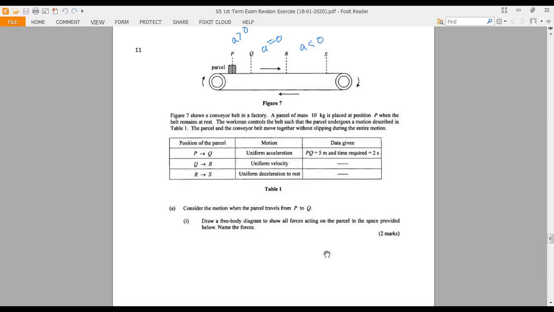So you draw a free-body diagram to show all the forces acting on the parcel, on the space provided below. And you need to name the forces. Now you have to name all the forces.